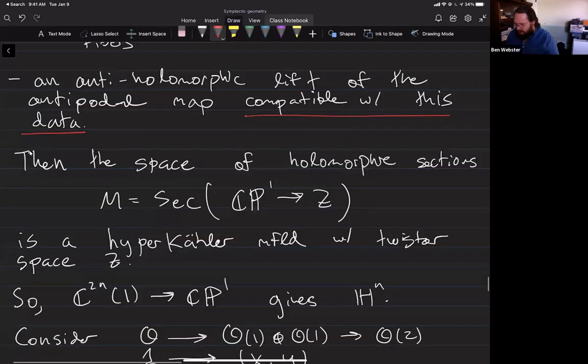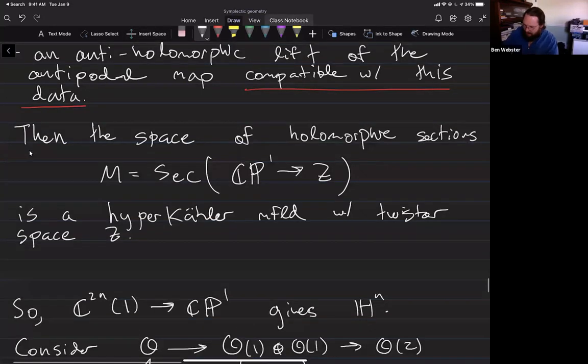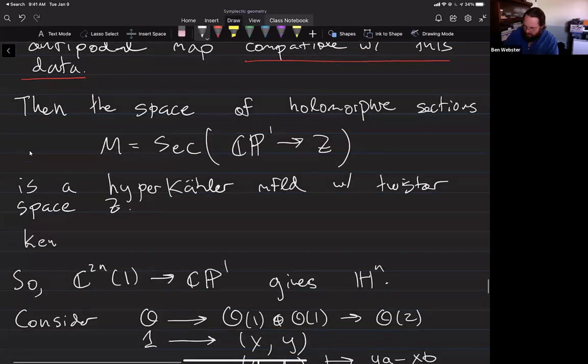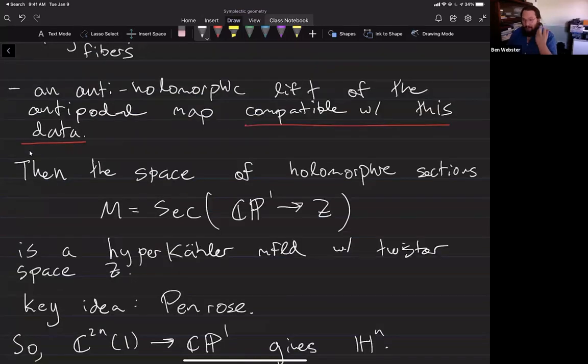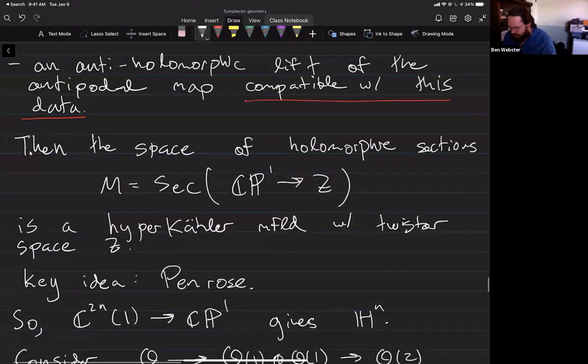All right, so this is one way to construct hyperkähler metrics. It isn't extremely easy to apply. I should maybe say, even though this was worked out a bit later, the key idea here is by Penrose. So this really did originally come out of physics. Penrose was looking at ways of encoding these metrics for actual physical interest. The story was developed later by Hitchin and other co-authors.